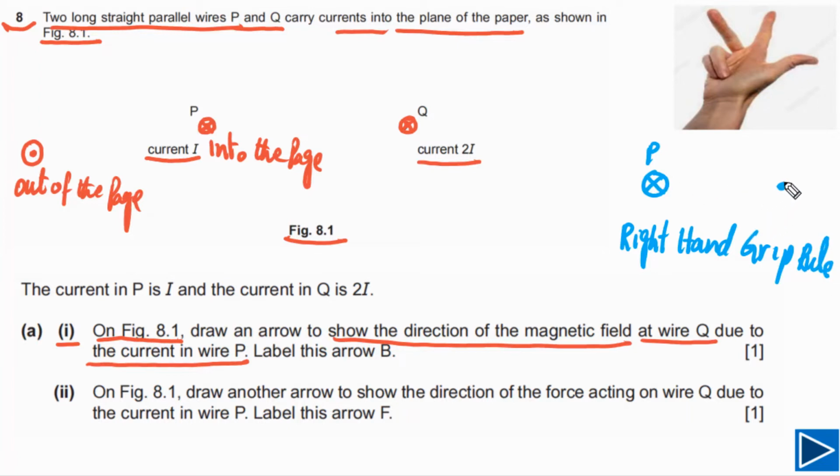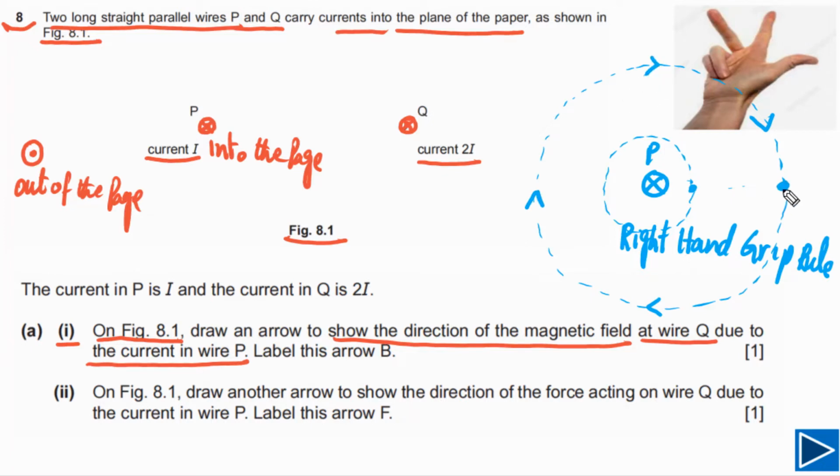Around this wire, if we draw the magnetic field, it will form a circle. So the magnetic field around this wire will be like this. At one point we can find the magnetic field, and the next magnetic field we can find at this point. If you use your right-hand grip rule, in this case current is into the page, so the direction of magnetic field is clockwise.